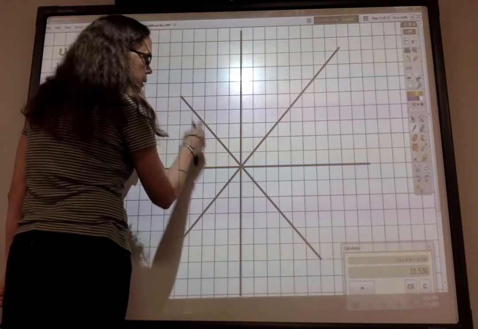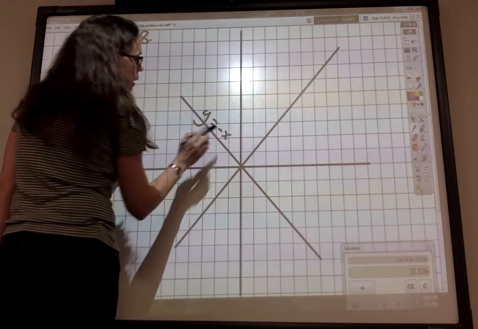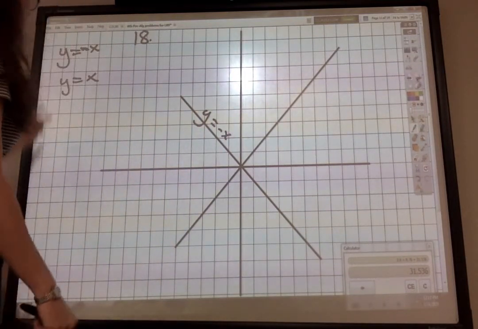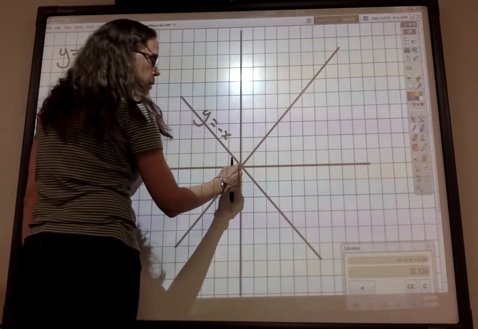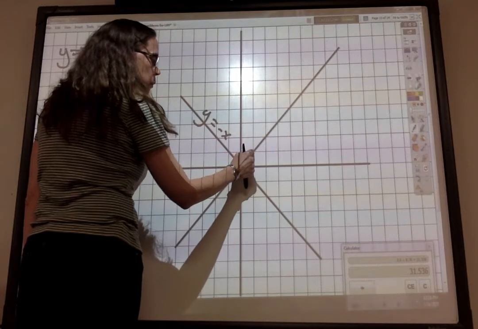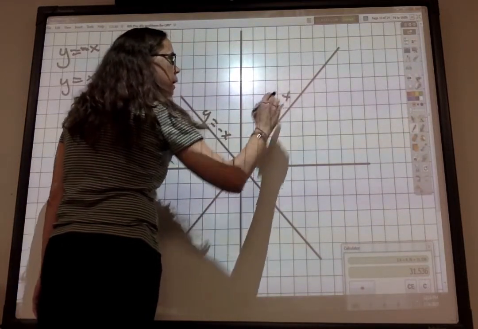Okay, so this is the line of y equals negative x. My second line was y equals x. My intercept is at 0. My slope is positive 1. So I'm going to rise 1 and run 1. So this line represents y equals x.